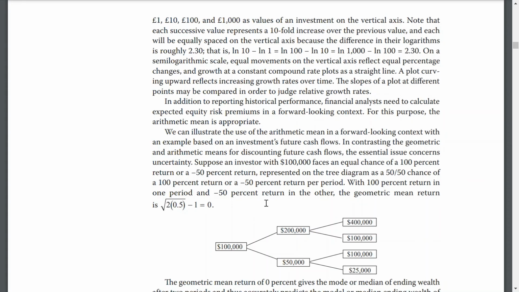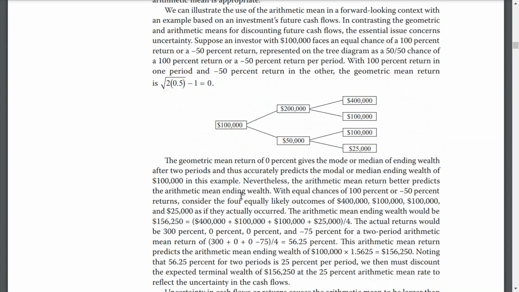The geometric mean return of this is equal to 0. So there is a 50% chance you will become 200,000, but also a 50% chance you would get deducted by 50,000. So the best case scenario is you double your money twice. The worst case scenario is you lose your money twice. You cut your money in half twice.